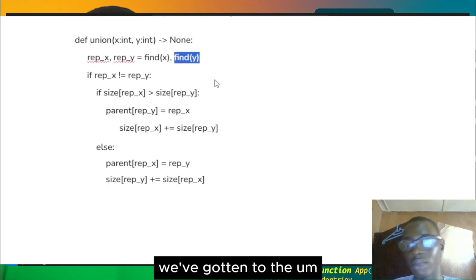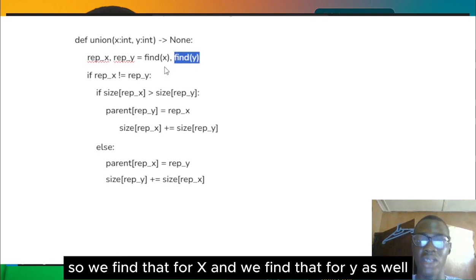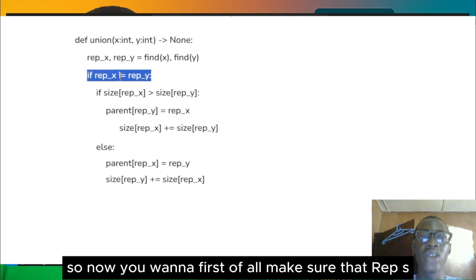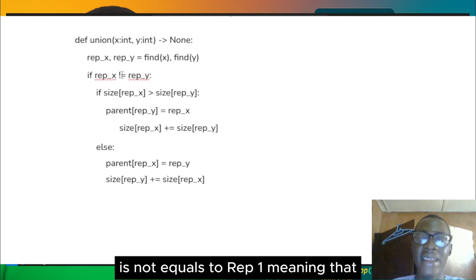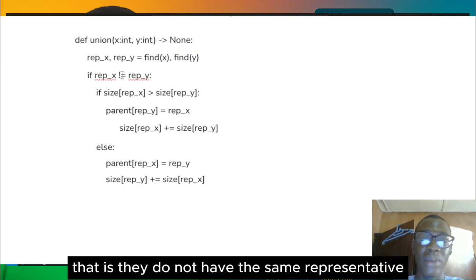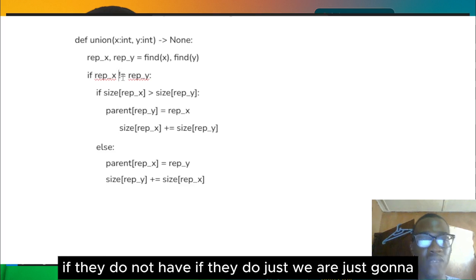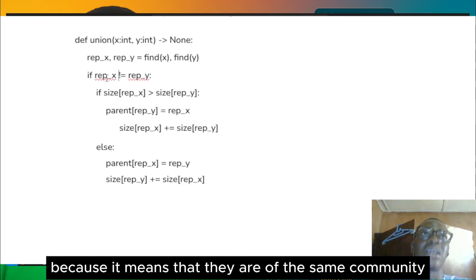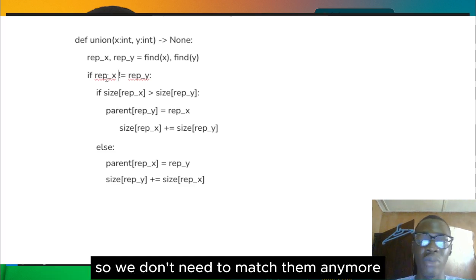the representative for that community. So we find that for X and for Y as well, and collect them as rep X and rep Y. Now we first want to make sure that rep X is not equal to rep Y, meaning that both are not of the same community, that is, they do not have the same representative. If they do, we are not going to do anything, because it means they are in the same community, so we do not need to merge them anymore.